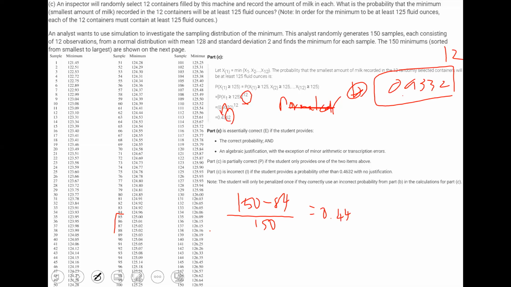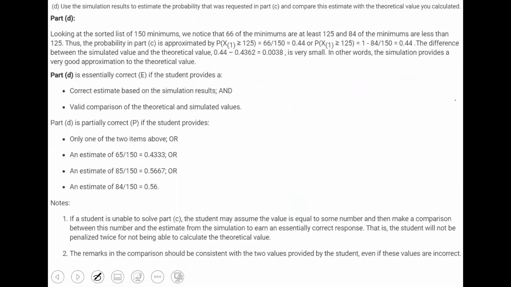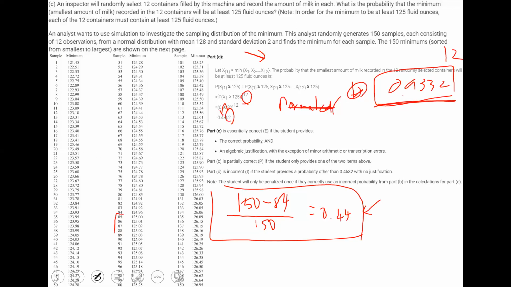But I don't know if that would be what they were looking for, or I'm not so sure if they would have given you the point by doing it this way, because I don't understand why they gave you this table if we aren't going to use it for this problem. But basically it's part B followed up by part B, and you're using that probability that you found from part B and then raising it to the power of 12 because you have 12 containers. All right, use the simulation results to estimate the probability that was requested in part C. Oh, so this is where you use it. So you do have to find it this way for part C, and then this is for part D.